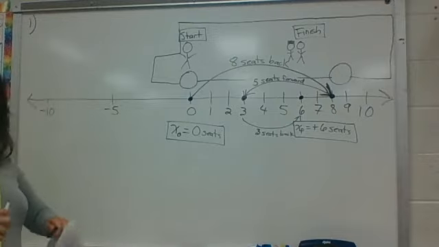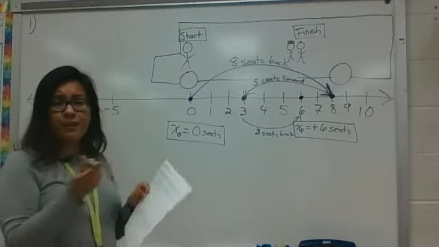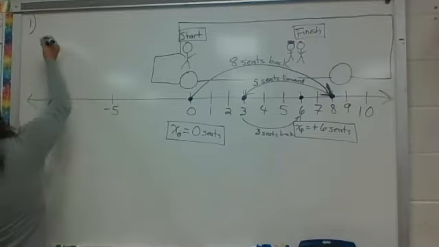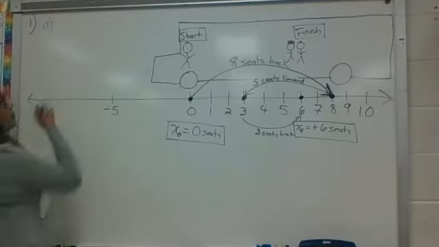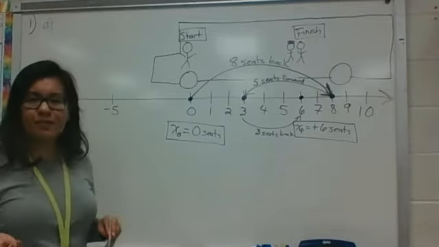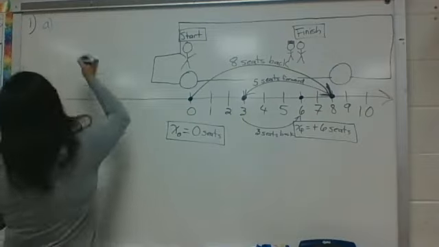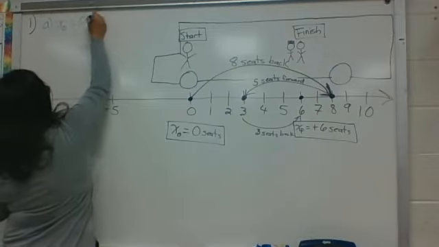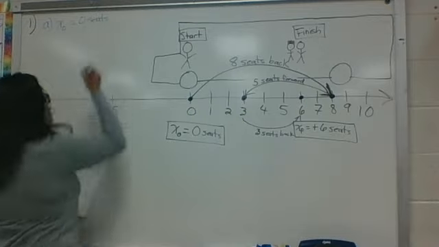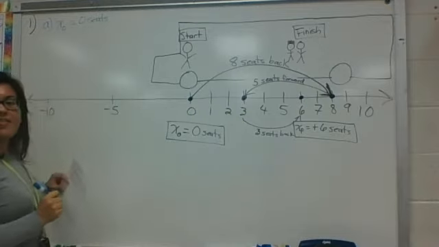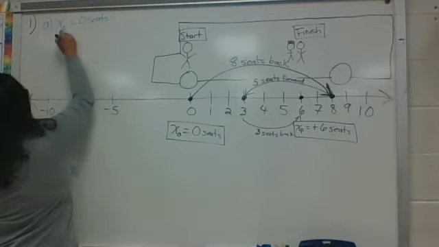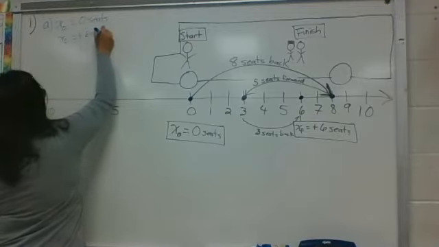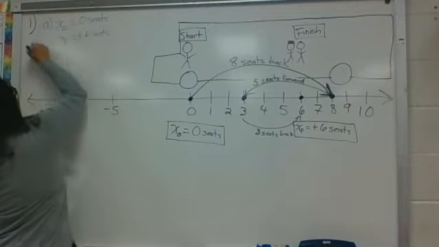Part A asked, what is the initial and final position? What was Malik's initial and final position? So Malik's initial and final position, pretty easy to give because we've already figured them out from the drawing, right? So x0, initial position, is equal to 0 seats. And then his final position, xf, was equal to positive 6 seats.